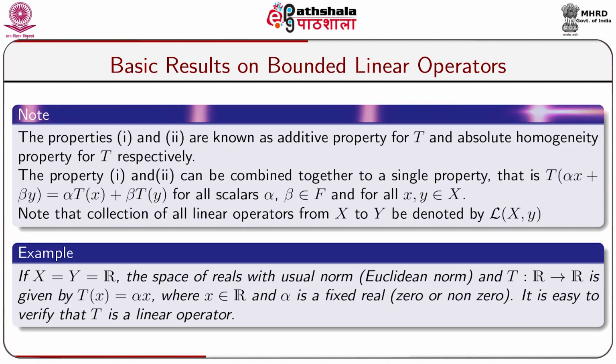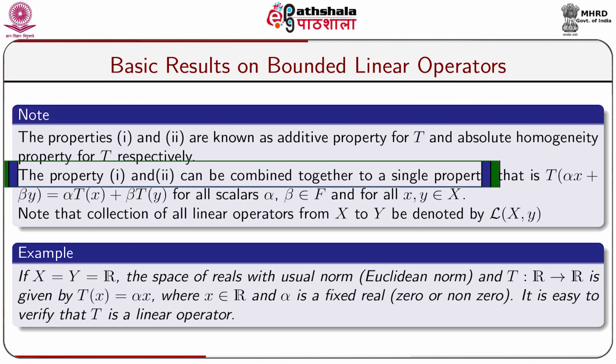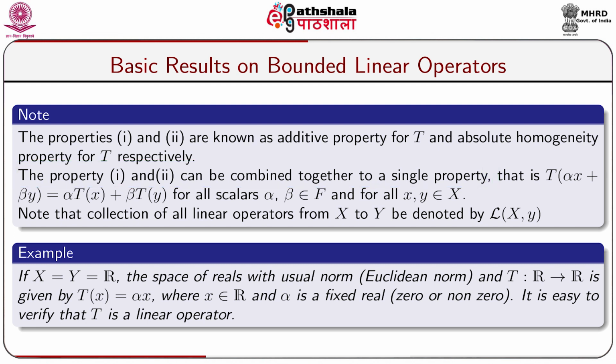Now, note that the properties defined in 1 and 2 are known as the additive property and the absolute homogeneity property for T respectively. The properties 1 and 2 can be combined into a single property, that is T of alpha x plus beta y is equal to alpha T x plus beta T y for all scalars alpha, beta belonging to capital F and for all x, y belonging to capital X. Note that the collection of all linear operators from X to Y is denoted by curly L(X, Y).